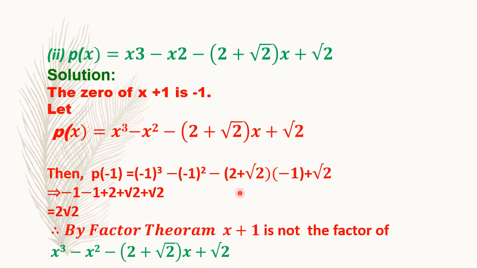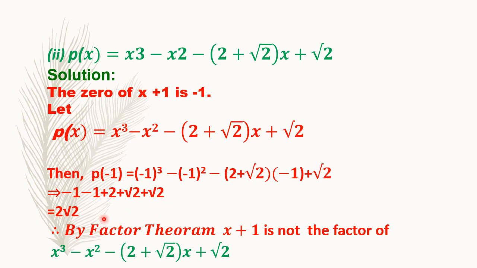Now we will calculate. So p of minus 1 is equal to minus 1 cubed, which will be minus 1. Minus 1 squared is 1. 1 into minus 1 is minus 1. Here be careful. See, minus 1 is here also and minus is here also. So minus into minus is plus. And here you have in the bracket 2 plus root 2, but remove the bracket. So you get 2 plus root 2, and the final root 2 is over here.